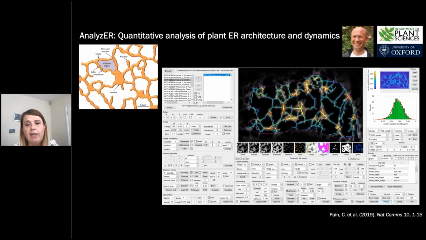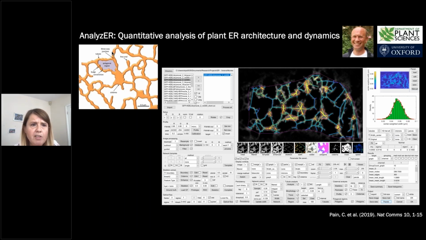And to do this, we recently started collaborating with Mark Fricker at Oxford University, and Mark has developed this very sensitive and sophisticated algorithm called AnalyzER, which performs quantitative analysis of plant ER architecture and dynamics. And this is really useful to enable us to not only compare between treatments and time points, but also to hopefully be able to pick up early changes in the ER morphology, which are statistically significant, but maybe aren't so obvious to the eye.